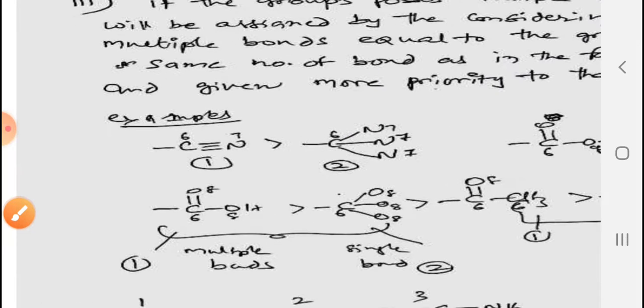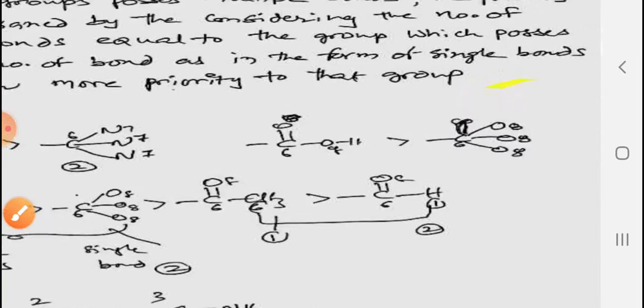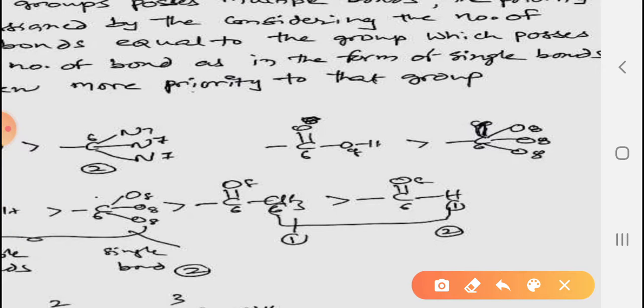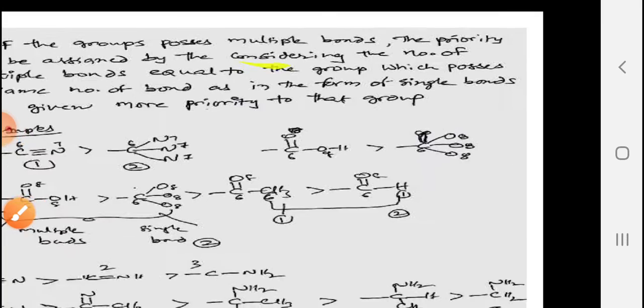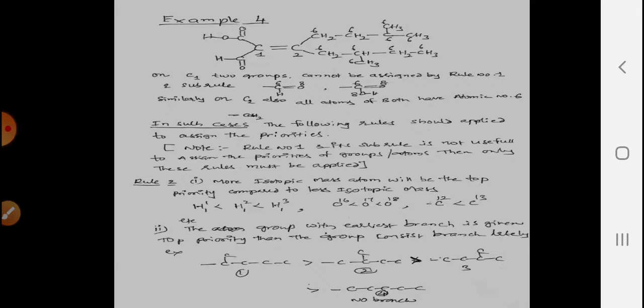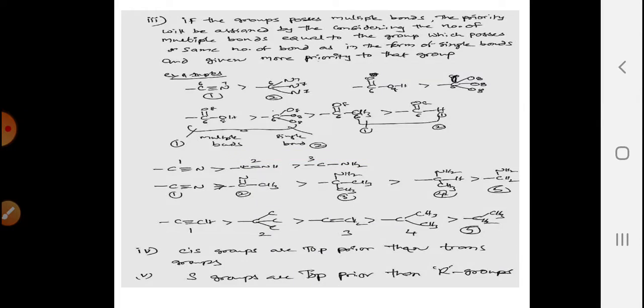Similarly, in case of COOH, here COOH and COOH, it is one double bond, so it is 3 single bonds. Multiple bond will be given top priority. Like that, another example: here 6, 8, 8 atomic number not possible, 6, 8, 8 atomic number possible. But here there are no multiple bonds, hence the multiple bond one is given top priority.